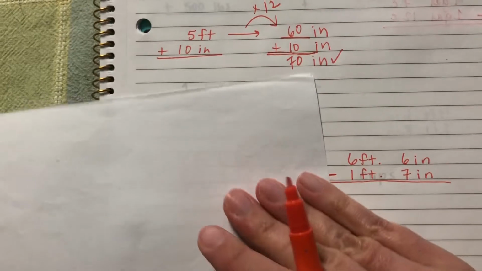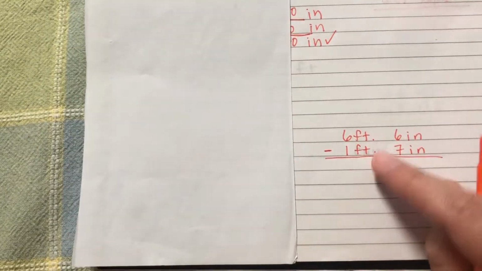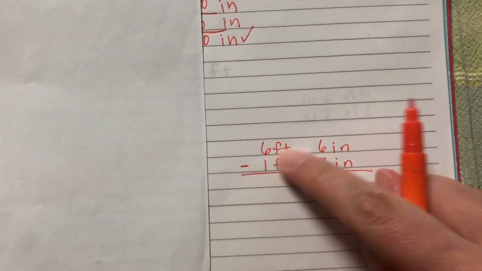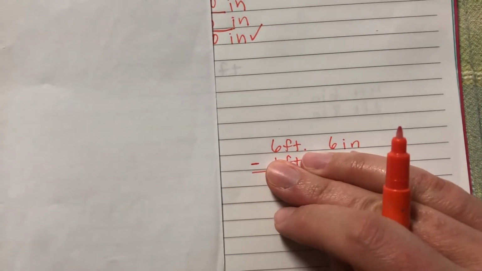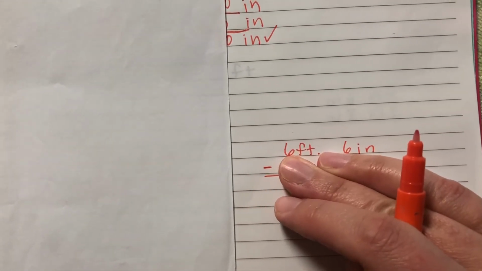Okay, do we notice anything before we get started here? So remember, anytime we subtract, we always have to have the larger amount on top. Is the larger amount on top? Yes, 6 feet is more than 1 foot. So yes, that is correct.